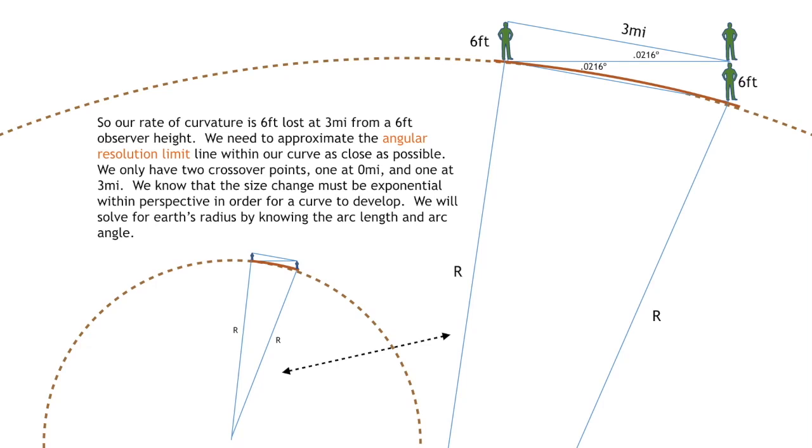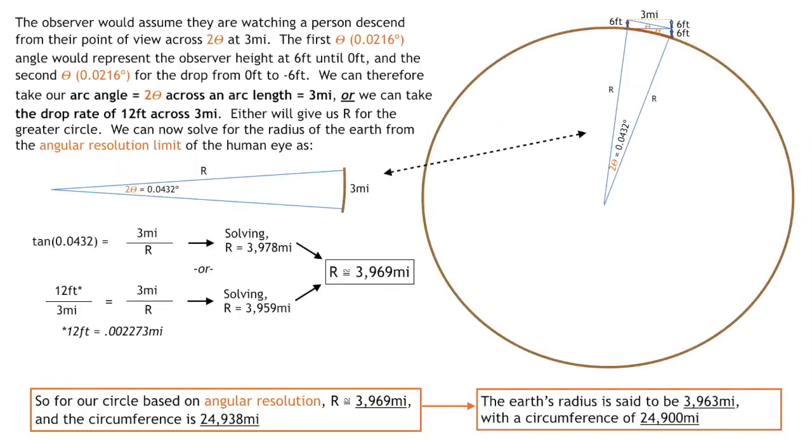So we will solve for the Earth's radius by knowing the arc length and arc angle. You can see here we've just taken our 2 triangles, placed them against a curve for a person walking over at that rate of 6-foot loss over 3 miles, and we have then extrapolated it along a greater circle. So the observer would assume they are watching a person descend from their point of view across 2 theta at 3 miles. The first theta, 0.0216 degrees, would represent the observer height at 6 feet until reaching 0 feet, and the second theta for the drop from 0 feet to minus 6 feet.